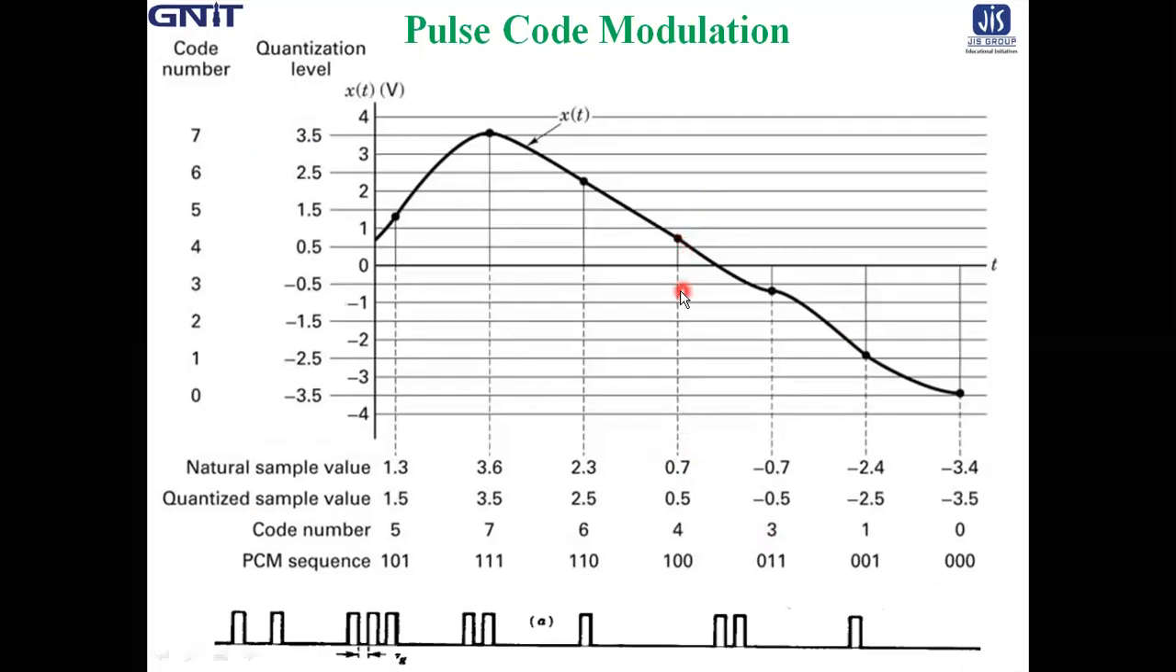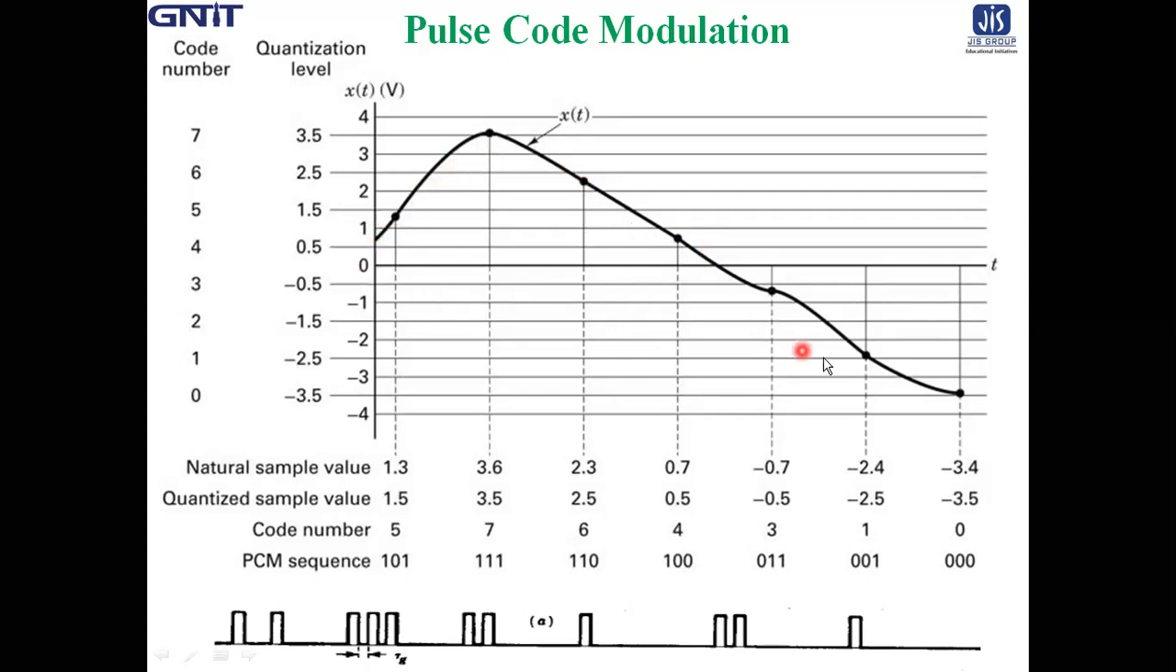In PCM, the message signal is sampled and the amplitude of each sample is approximated to the nearest one of a finite set of discrete levels. So PCM basically comprises of two things. One is sampling and the other is quantization. So already we knew it.